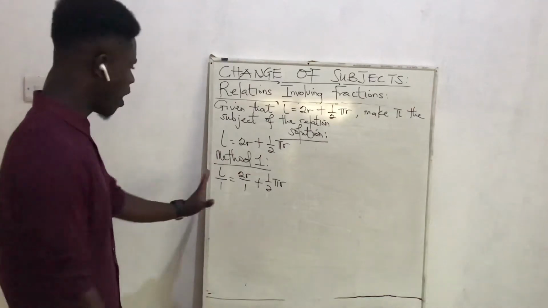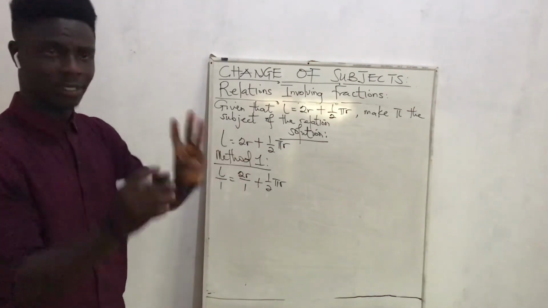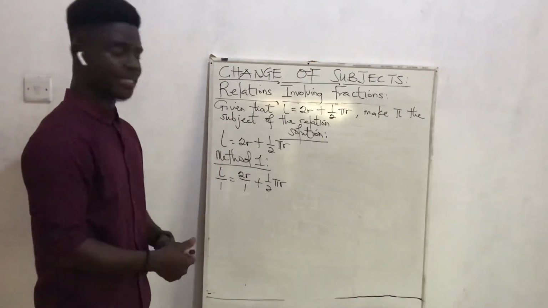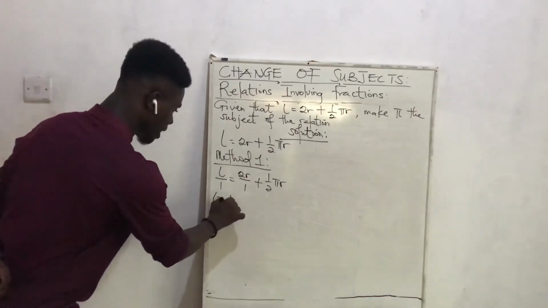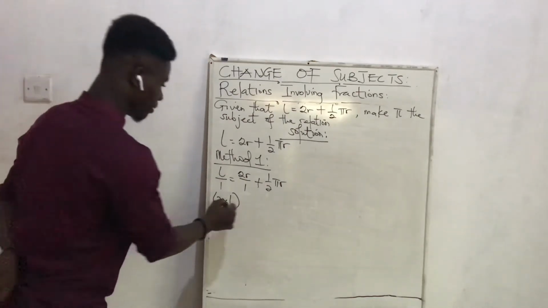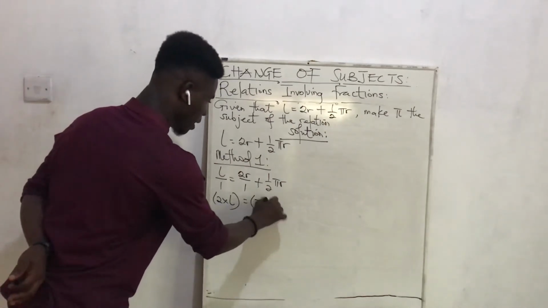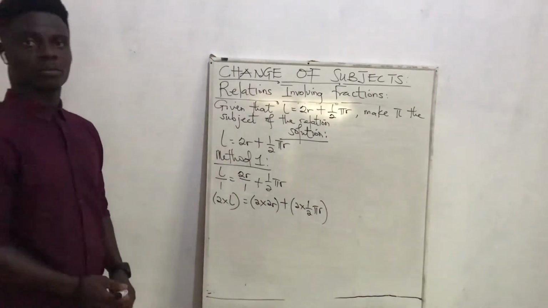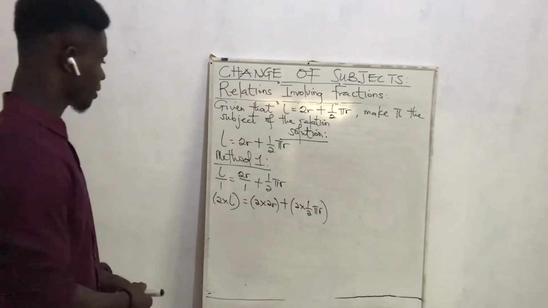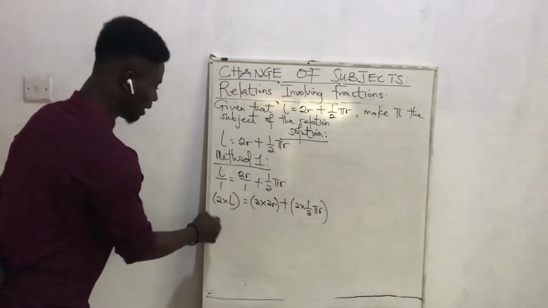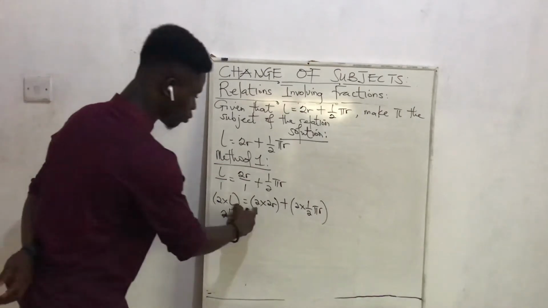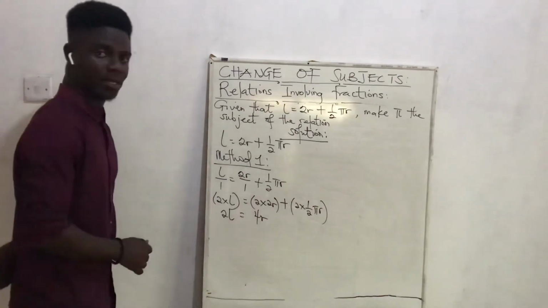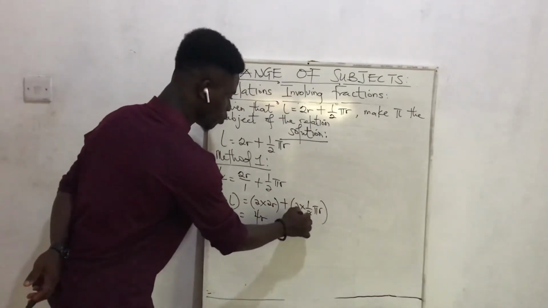2. So now, how many terms are here? 3 terms. So we multiply the LCM by each term. So I have 2 times L, which is the same thing as L on 1, equals 2 times 2R plus 2 times 1 on 2 pi R. Are you watching? Alright. We are proceeding. 2 times L gives 2L equals 2 times 2R is 4R. Why? 2 times 2 is 4. Then plus, these 2 cancels these 2.